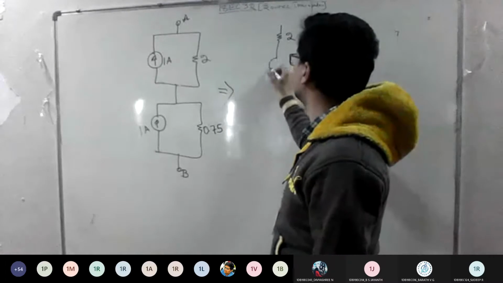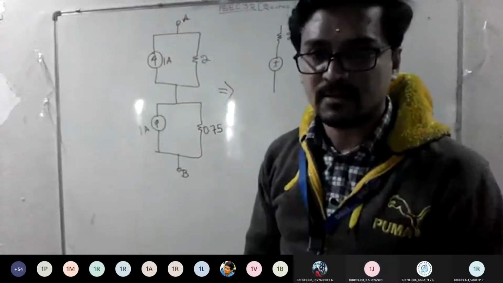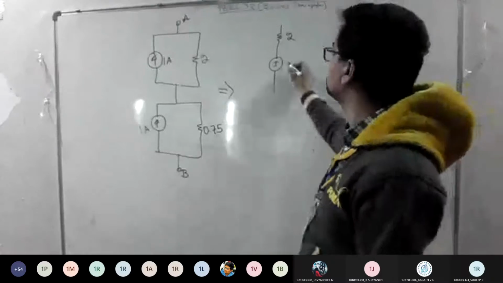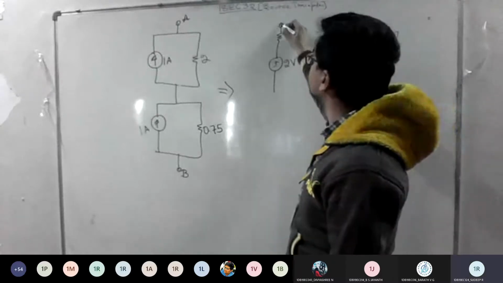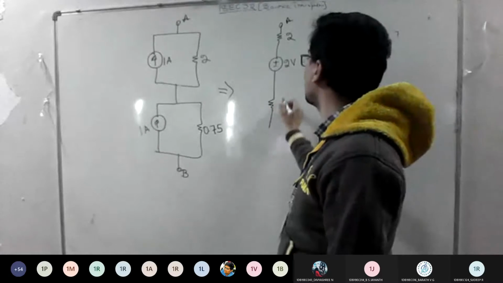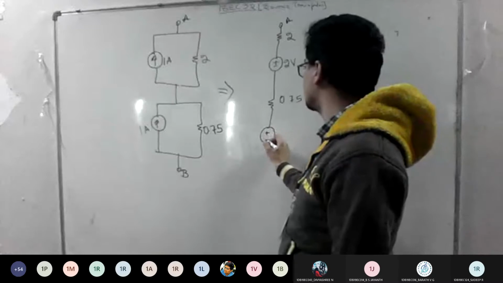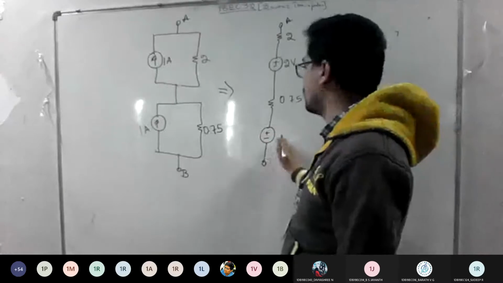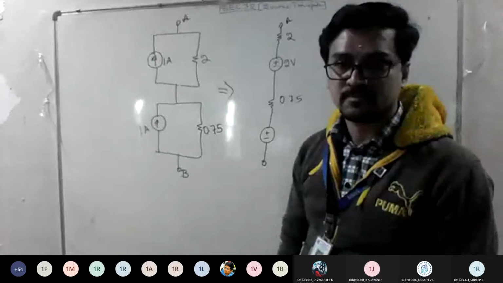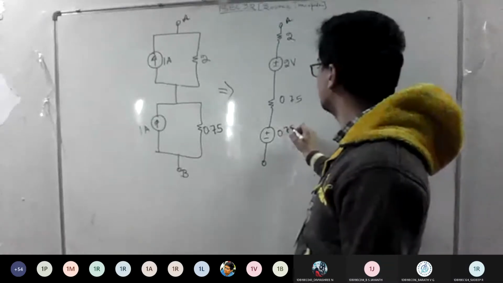And what is the value of voltage here? Direction is plus to minus. So V equals I into R. 2 volt and 1 amp. So similarly, what about this? One resistor of 0.5 is there, 0.75, and the value of resistor is given. Voltage is like this. What's the value now? 0.75 volt.